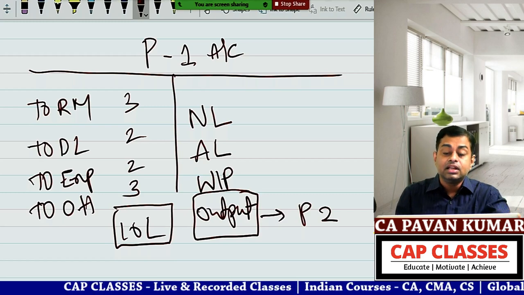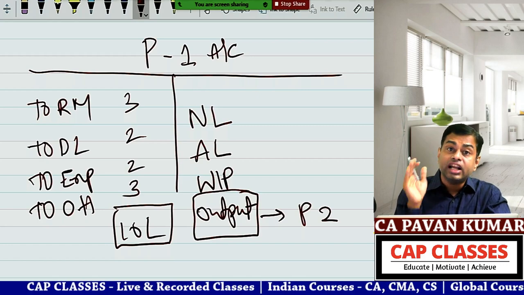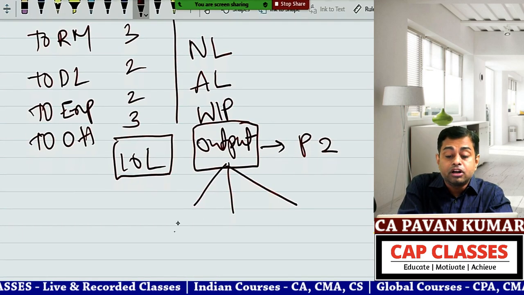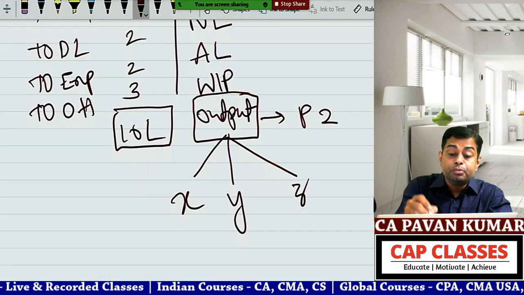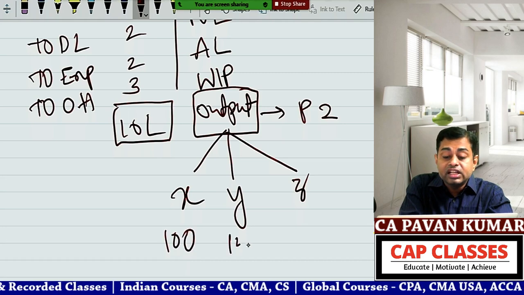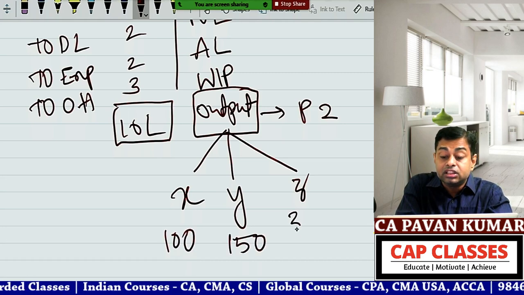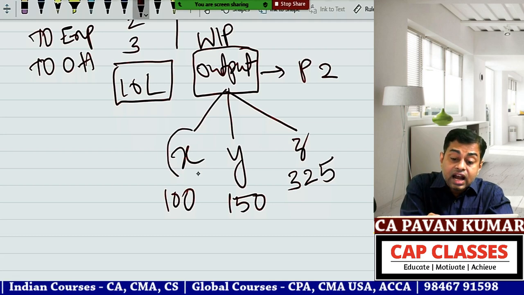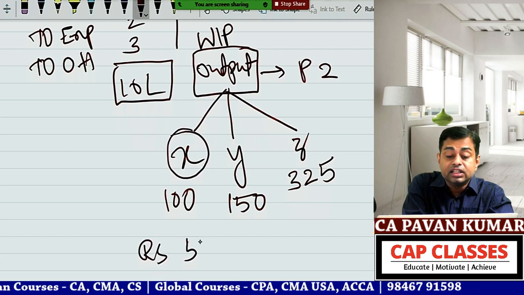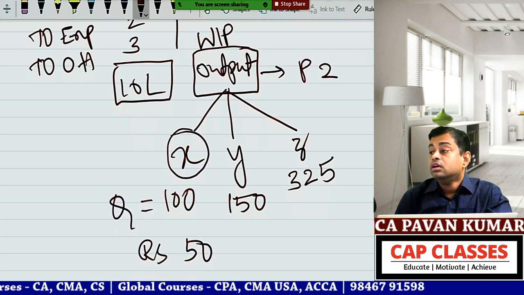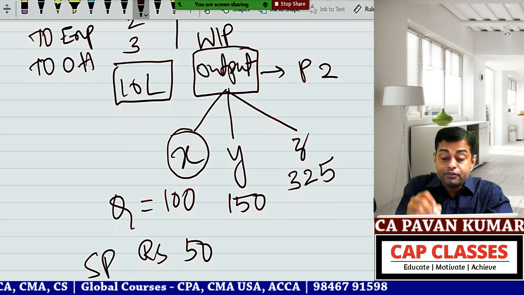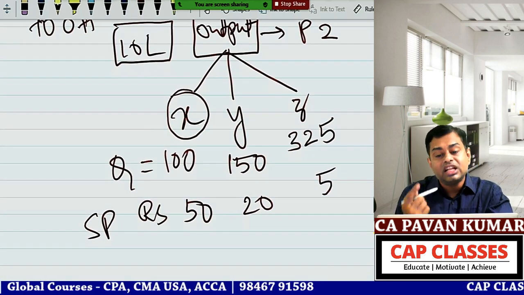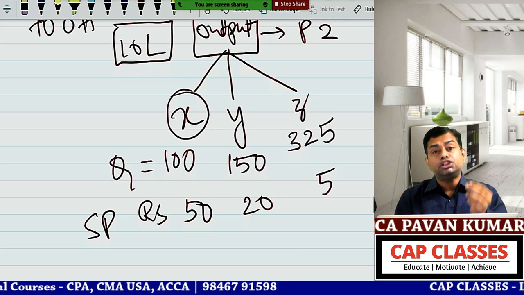Now the point is, what if I have 3 outputs, output X, output Y, output Z. Output X is coming 100 kgs, output Y is coming 150 kgs, output Z is coming 325 kgs. What if X has a market value, this is quantity, this is selling price, rupees 50, rupees 20, rupees 5. What if X can be further processed, Y cannot be further processed, Z should be further processed?